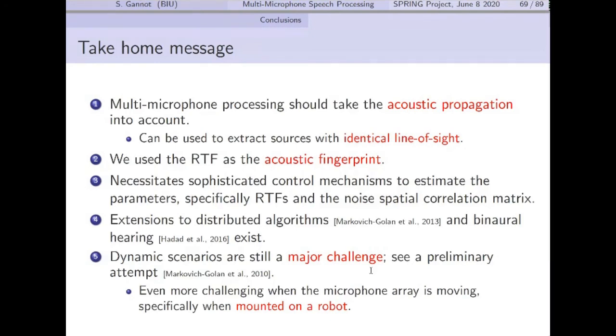Of course, this becomes more challenging, especially if the microphone array is moving. We already started with other algorithms to check what happens if the microphone array is moving. But this will be a topic for another discussion. We still have to do some work here.